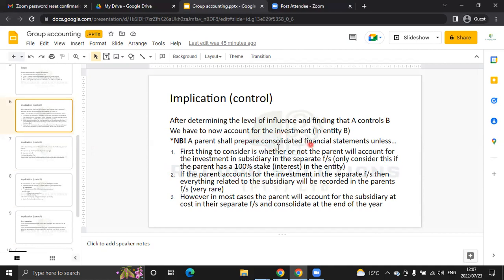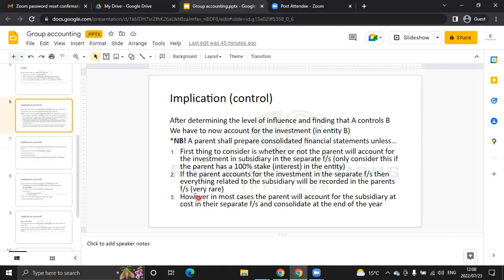And what's more important is this consolidation. I think even in the test that you're going to write in August, that fourth test, is going to have consolidated financial statements.